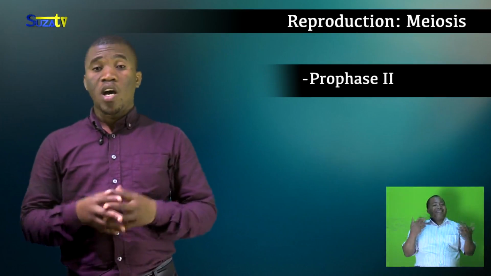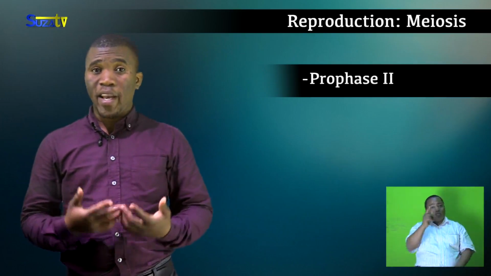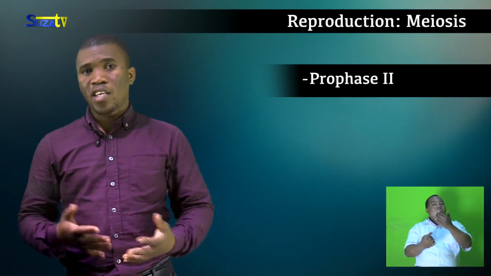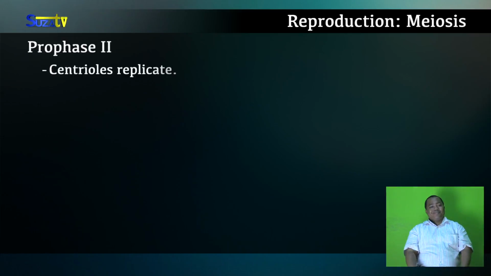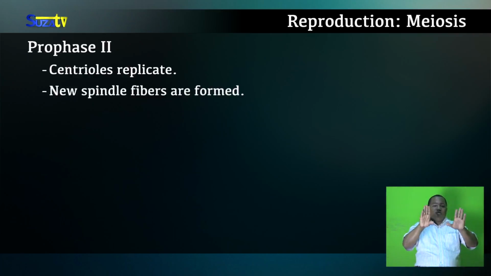Now, I want you to try to explain the occasions taking place in this stage. Yes, try please. Well done, my dears. The centrioles replicate. Good. New spindle fibers are formed. Wonderful, my dears. Here we see that the same things happened in prophase I.